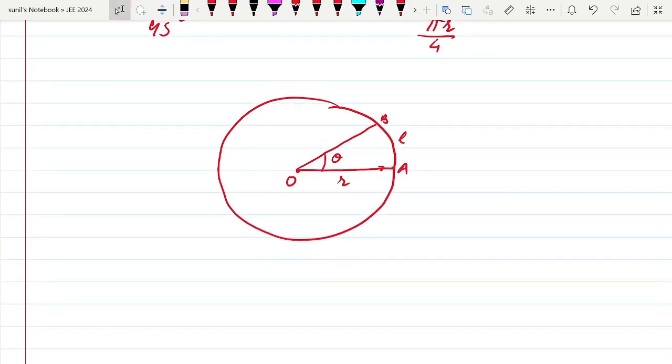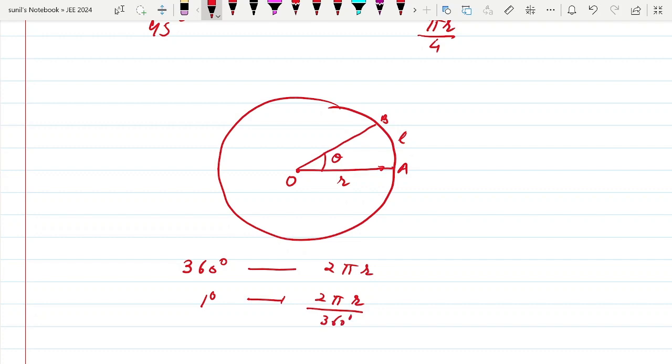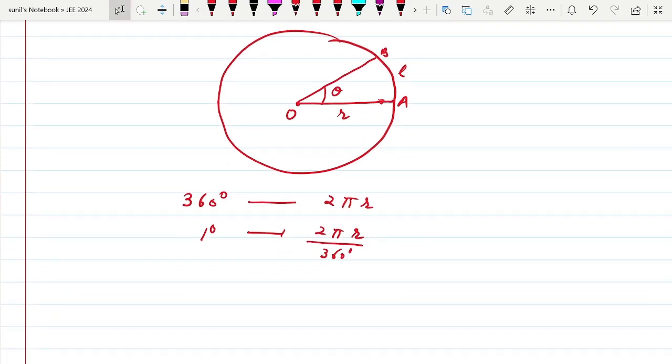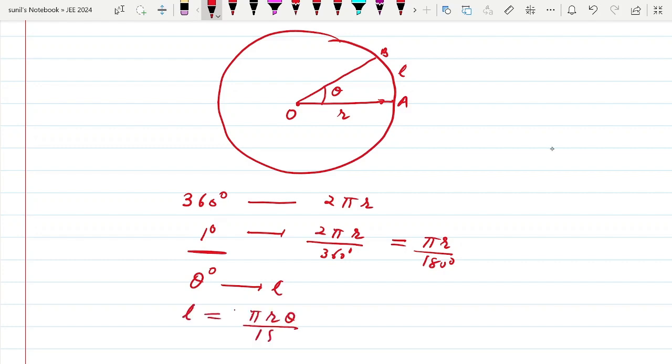Now we know that for one complete rotation, if the angle at center is 360 degree, then the length of the arc is 2 pi r. So what will be the length of the arc if the angle is 1 degree? Then the length of the arc is 2 pi r by 360, which we can write as pi r by 180. Now if the angle is theta degree, then the length of the arc L will be pi r theta by 180.